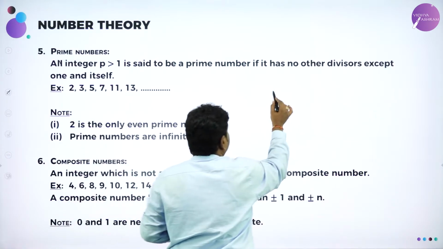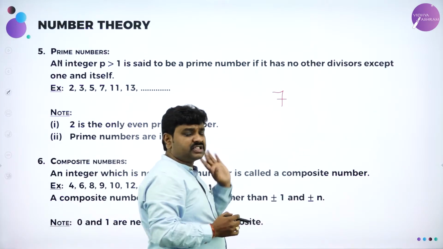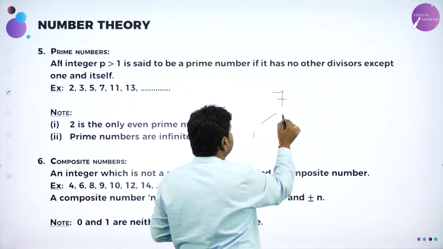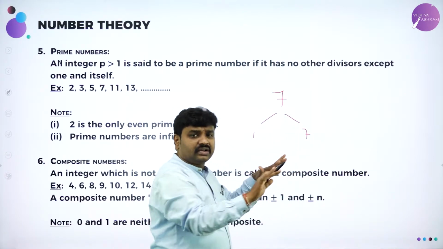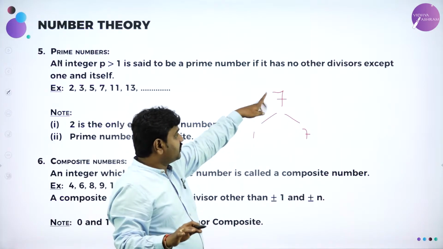For example, 7. You know 7 is divisible by 1 and itself. There is no other factor for 7.